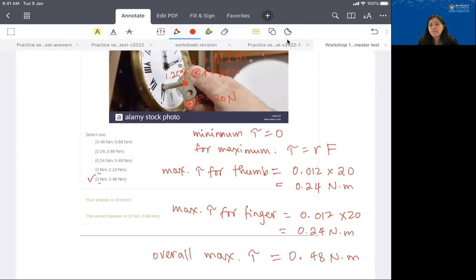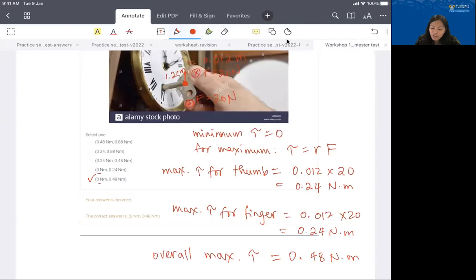Yes, the minimum torque. So the question is, is the minimum torque always 0? Yes, the minimum torque is always 0, especially when you're rotating. Because when you're rotating a crank, there will always come a point where the moment arm will be parallel to the force, the orientation of the force that is rotating the object. So the minimum torque will always be 0, and the maximum torque will always be equal to the maximum moment arm times the maximum force.